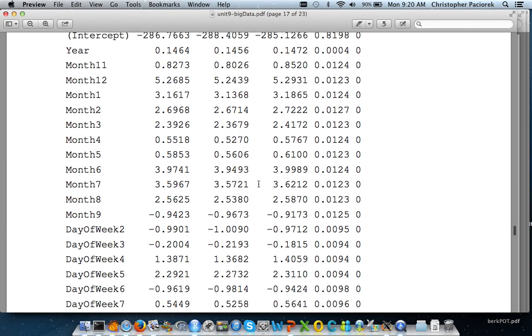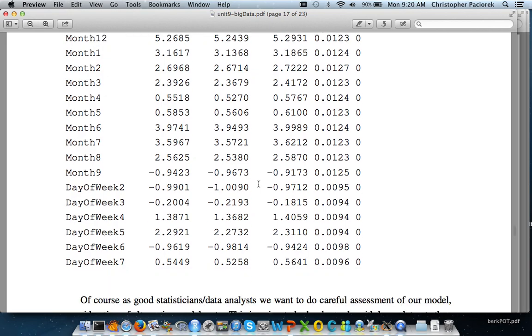Oh, that's interesting. It left out month 10 as the baseline level for the month, maybe because it's somehow doing it alphabetically based on what the first one is. So we might want to figure out how to change that if we didn't like that.